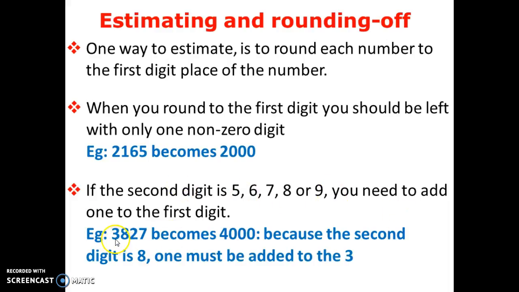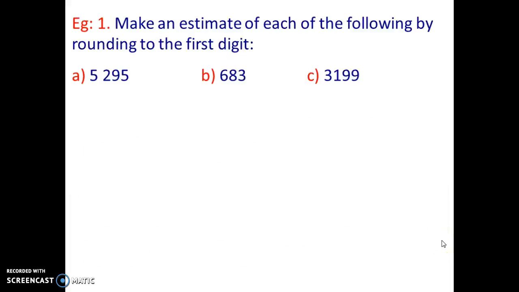So for this one, 3,827, it becomes 4,000 because what I'm cutting off after the 3 is 5 or more, so we add 1 to the digit 3, turning into a 4. Some examples here. 5,295 would become 5,000 because you're cutting off the 2. The 683 would become 700 because the next digit is an 8, 5 or more, so you add 1.